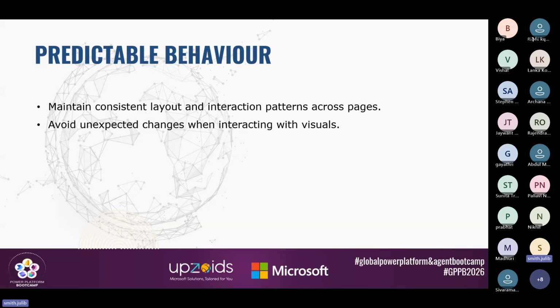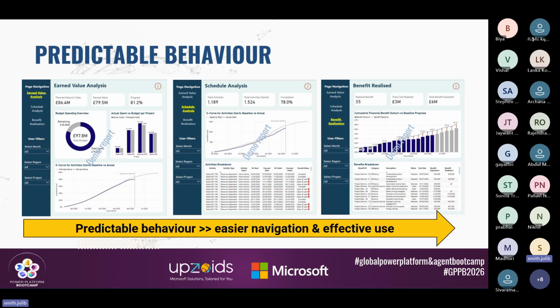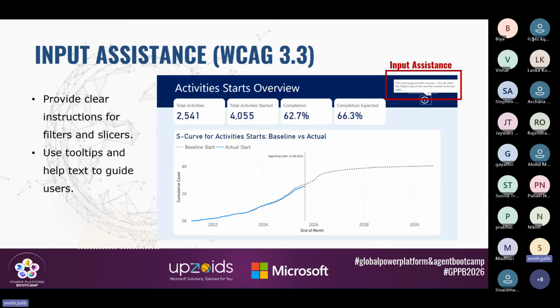So if you're expecting a slicer to filter everything and on the other page it doesn't, it is changing how you interact with it. So you have to put a warning about it. When we're talking about predictable behavior, it doesn't matter where you choose to put your page navigation or your slicers, you have to stick to it across the report and ideally all the reports within your organization. So predictable behavior is key in making it easier to navigate and effectively use your report.